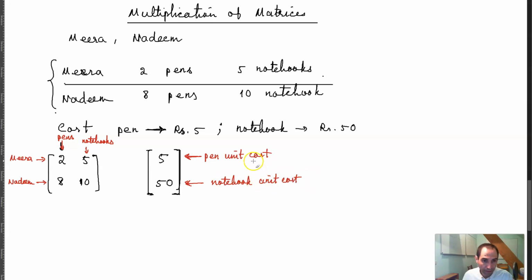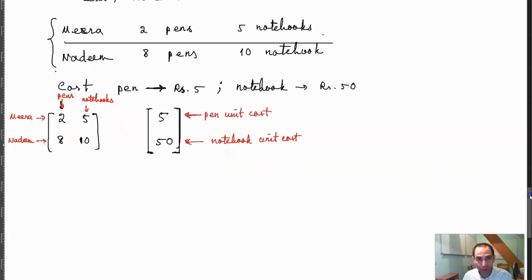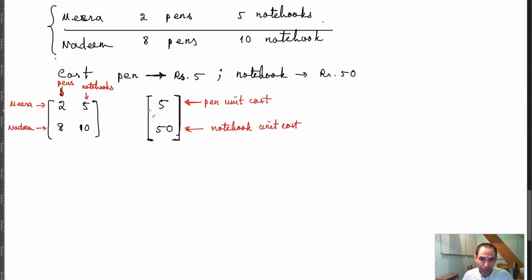Now how do I put this information together, or how do I really calculate, meaning how do I multiply and add and so on, so that the cost for Mira is written as a total cost, and the cost for Nadim for buying 8 pens and 10 notebooks is represented as a total cost of the whole thing that he wants to buy.